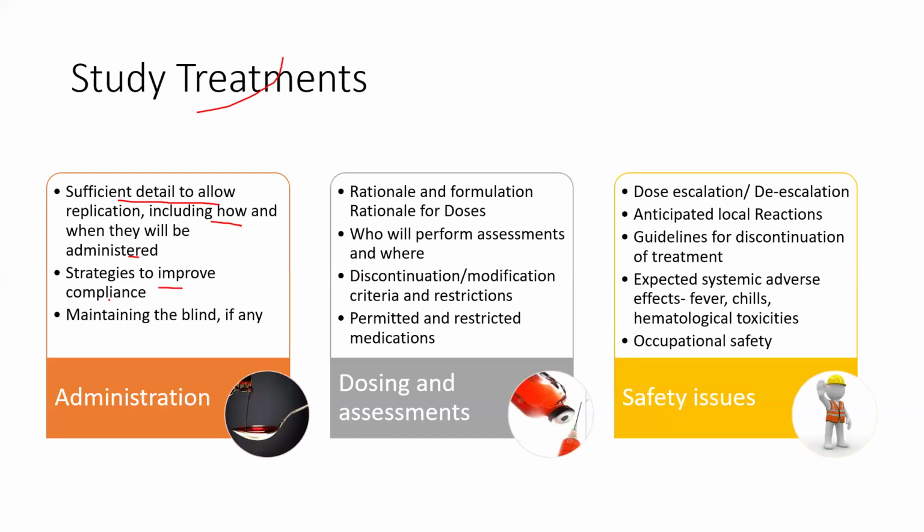Strategies to improve compliance, because mostly what happens in a clinical trial is that participants don't take the drug on time. What process will you follow to ensure they take the drug or treatment on time, and you have to ensure maintaining the blindness of the trial. Why has this particular dosing been used? There should be a rationale for that. How will you perform the assessment, and where?